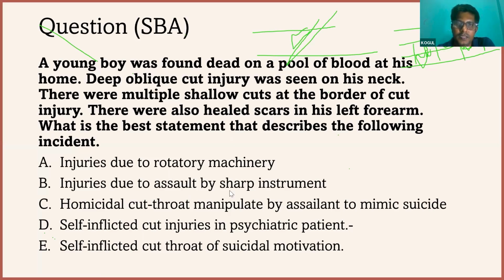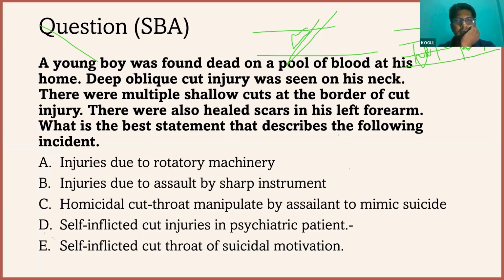Injury due to assault by a sharp instrument: that also, again, a heel scar on the left arm, usually by an assailant, is not possible. That is also excluded. Homicidal cut throat manipulated by an assailant to mimic suicide is possible only if the neck injury is there. But how will you demonstrate this keyword, heel scar on the left forearm? So that is not the heel scar.